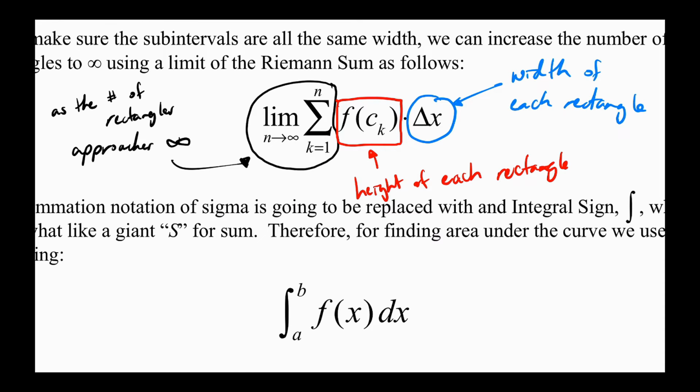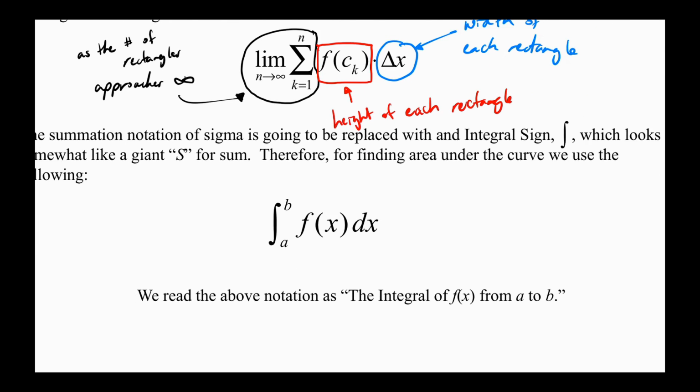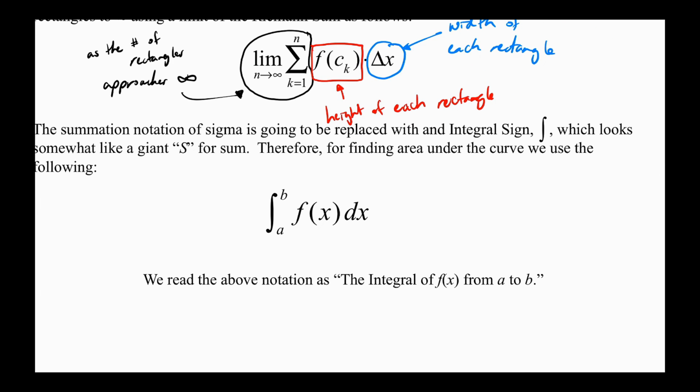Now, luckily, you don't have to see this. You won't see this form after today, because it's been replaced with this form here that we've used before. But believe it or not, this came from the limit. So I'll break it down. The summation notation of sigma has been replaced by this guy here.